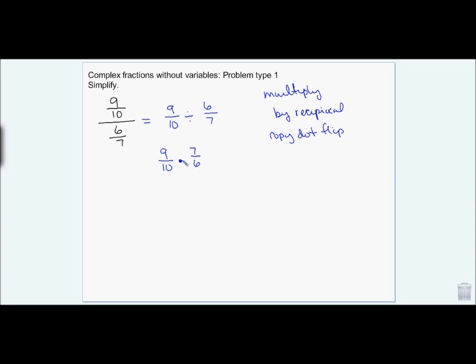Now our 9 and 6, those can be cross-canceled. They're both divisible by 3. 9 divided by 3 is 3. 6 divided by 3 is 2. Now I'll multiply. 3 times 7 is 21. 2 times 10 is 20. And we cannot reduce this any further, so our fraction is complete.